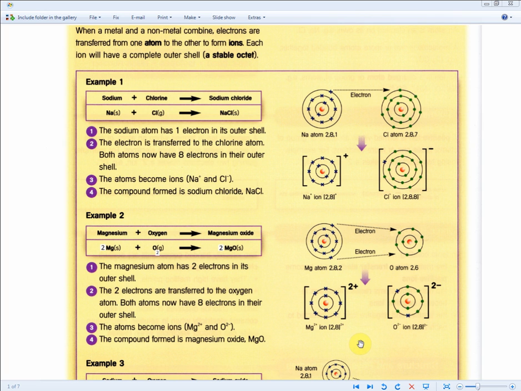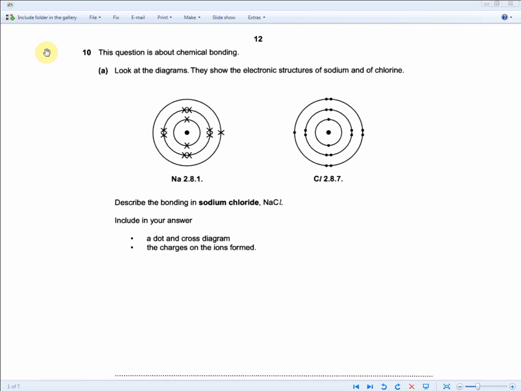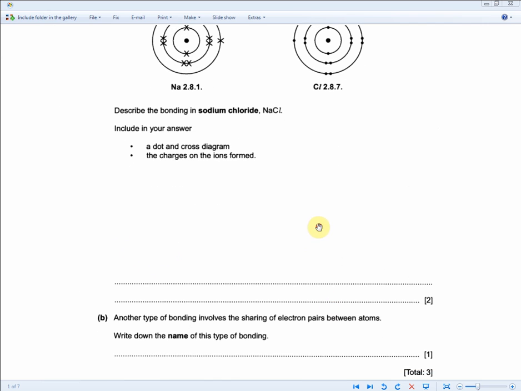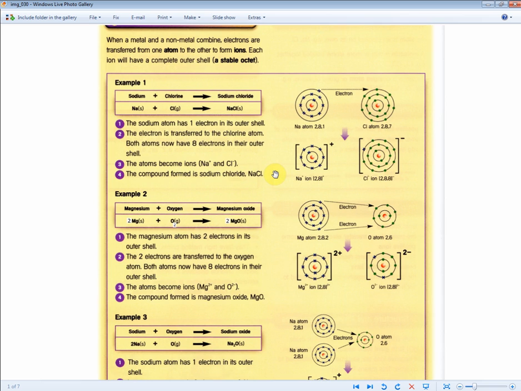So the next question reads, this question is about chemical bonding. Look at the diagrams. They show the electronic structure of sodium and of chlorine. As shown in the diagram, here's your sodium 2,8,1 and your chlorine 2,8,7. Describe the bonding in sodium chloride, NaCl, including in your answer a dot and cross diagram, and the charges on the ions formed. You'll get 2 marks for this. So they're basically asking you to draw the second dot and cross diagram. This question reinforces the importance of memorizing examples given in this revision book, because examples are syllabus specific and therefore highly examinable.